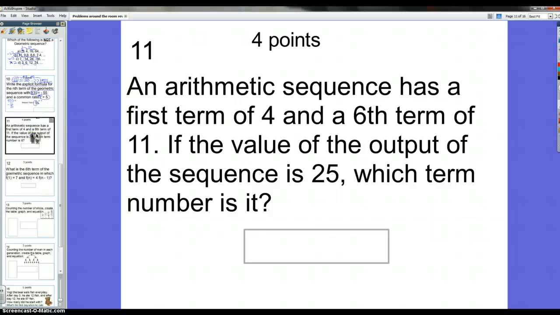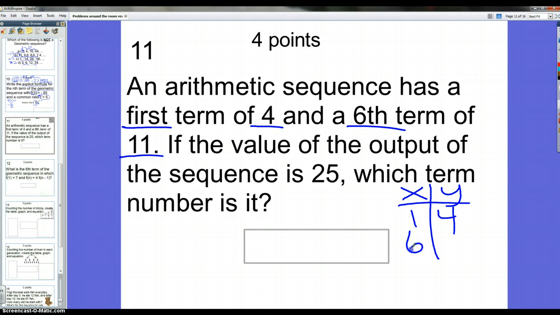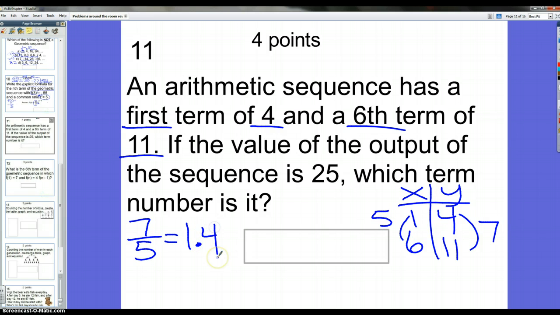An arithmetic sequence has a first term of 4 and a sixth term of 11. Find the value of n where the output of the sequence is 25. So we got x, y. The first term is 4, and the sixth term is 11. If I find that difference, I'm going to get 7. If I find this difference, I get 5. So I'm going to do 7 divided by 5, which is 1.4.